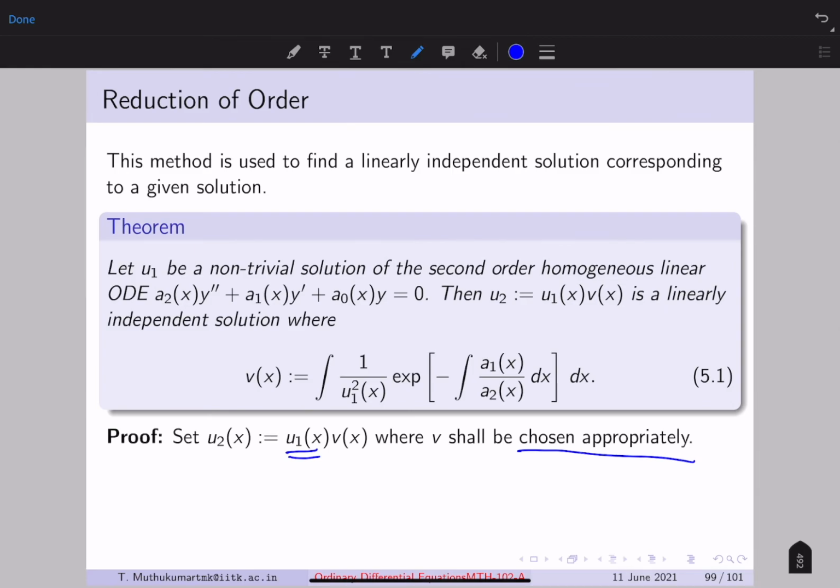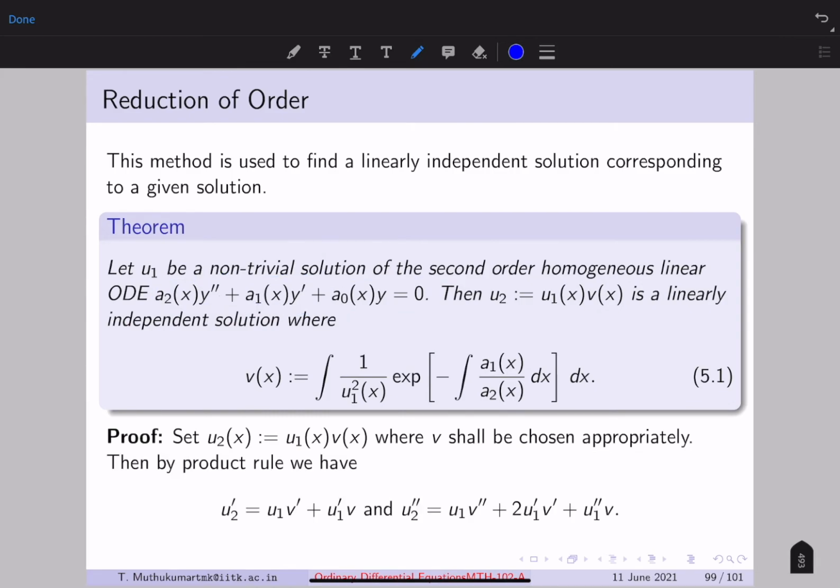What is it that we want from U2? We want U2 to also be a solution to this ODE, right? That's what we want. We want a linearly independent solution. So we want it linearly independent to U1, and it should be a solution of the ODE. So to substitute, we should verify that A2 U2 double prime plus A1 U2 prime plus A0 U2 equals 0. For that we need to first compute the first derivative of U2, which is a product. We use the product rule, and again the product rule, and we have U2 double prime.